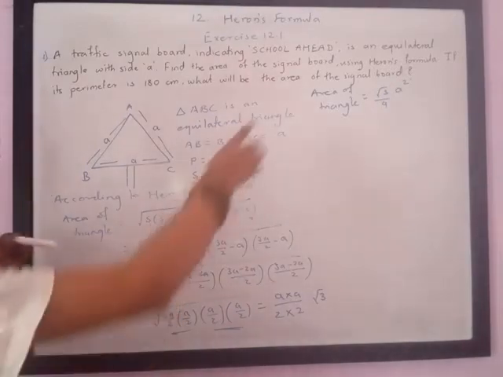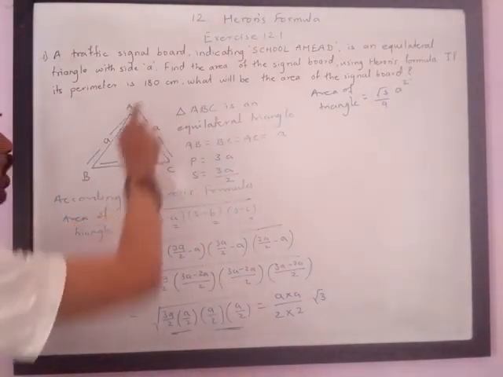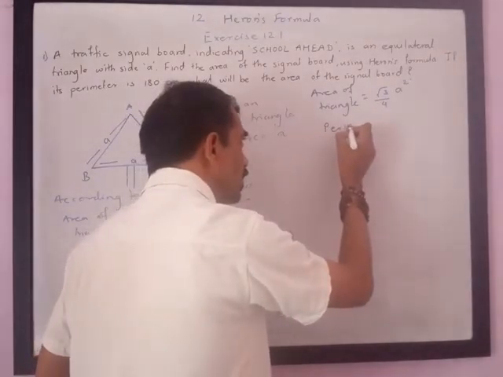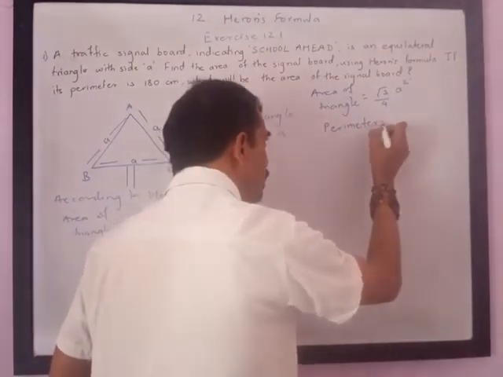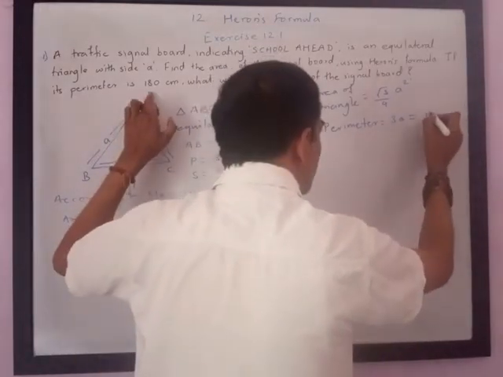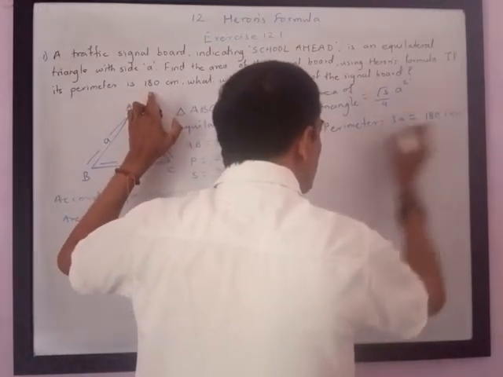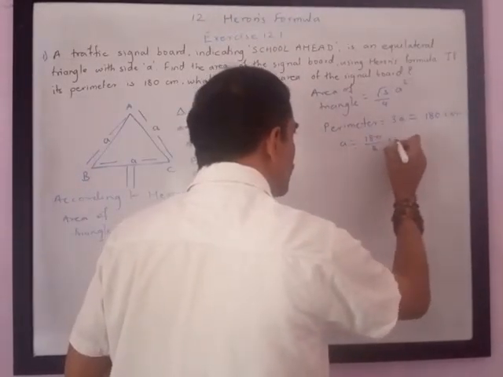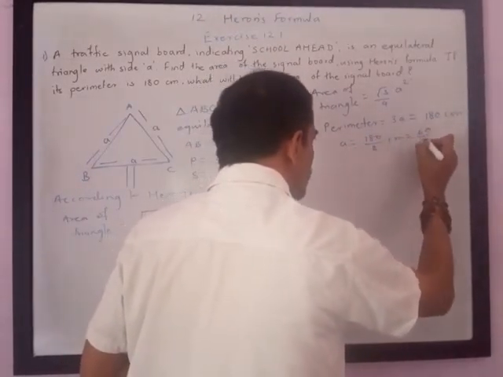Next we are given, if the perimeter is 180 centimeter. So perimeter is equal to sum of three sides. Perimeter is equal to 3A, and this is equal to 180 centimeters. It means A is equal to 180 upon 3 centimeter, that is equal to 60 centimeters.